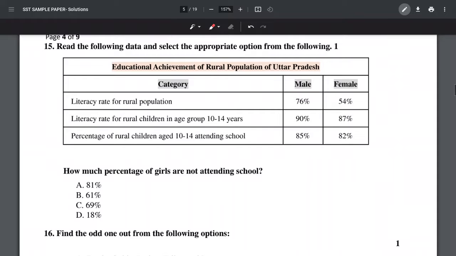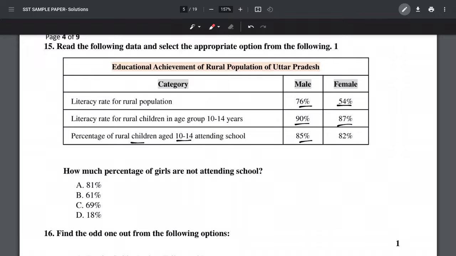Now, next again we have a table. We have to select the appropriate option from the following. Okay. So this gives literacy rate for rural population. Male 76%, female 54%. Literacy rate for rural children 10 to 14: 90% in male, 87 in female. Percentage of rural children in 10 to 14 years: 85% in male and 82% in females. So, what will be the answer over here?